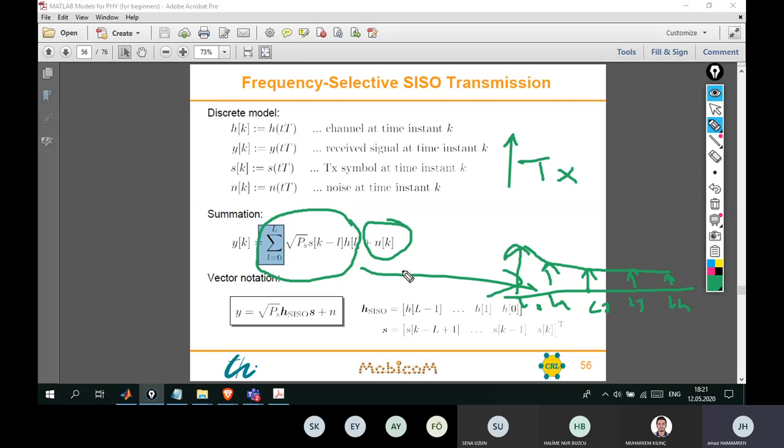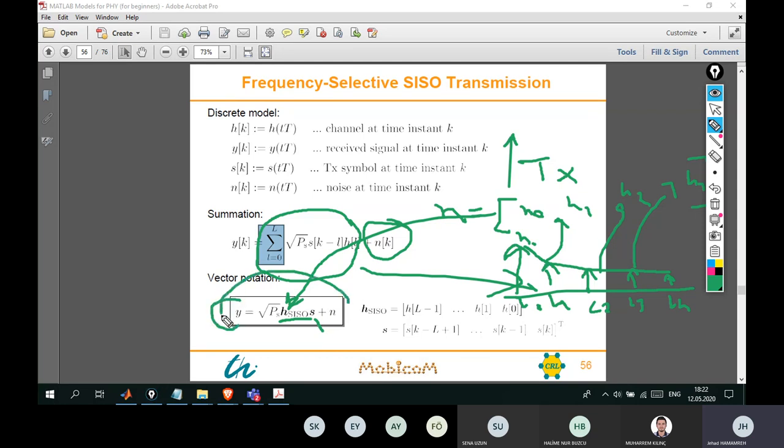And you can also denote this by vector notation. What do you do in vector notation? You say that the received symbol y is equal to square root of PS multiplied by h. h is a vector now. What's h? h is these values: this is h0, and this h1, and this h2, and this h3, and h4. So you have a vector at the end of the day. You put it here in the mathematical equation. And this vector is multiplied by the symbol you transmit, one single symbol, plus noise, to receive your data.